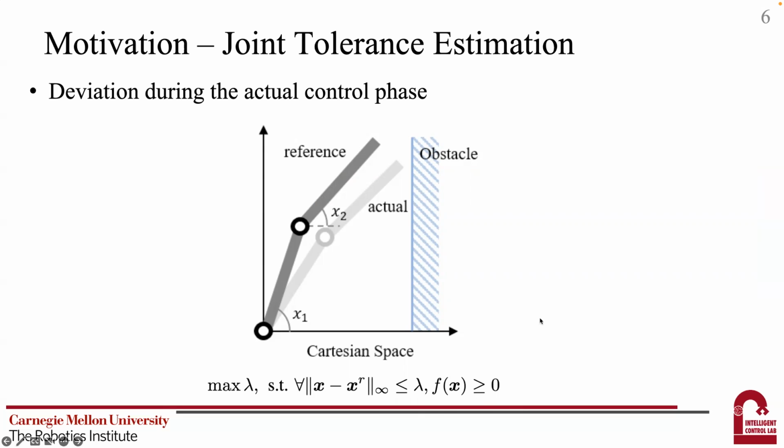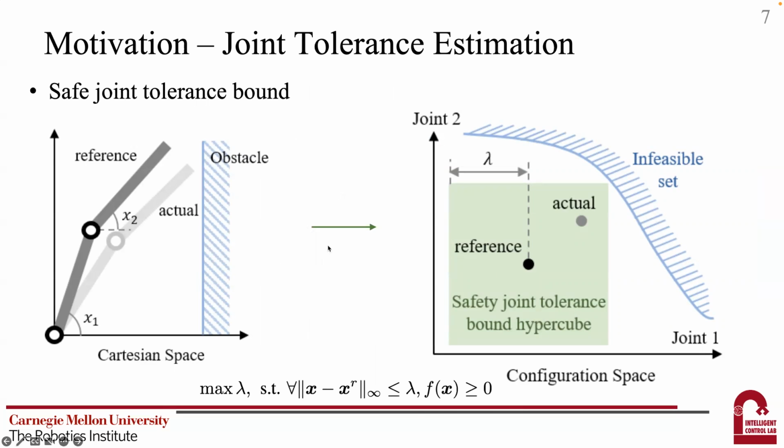Here is a good illustration of the joint tolerance bound. Let's view the joint tolerance from the robot configuration space perspective, where there are two variables. One is the first joint angle, and the other is the second joint angle. Therefore, the reference pose is a point in the configuration space, and the actual controlled pose is another point in the configuration space. Due to the presence of the obstacle, there is an invalid set in the configuration space. And what we desire is to find the safe joint tolerance estimation bound hypercube with respect to the reference pose, such that any deviation inside of the hypercube is guaranteed to be safe.